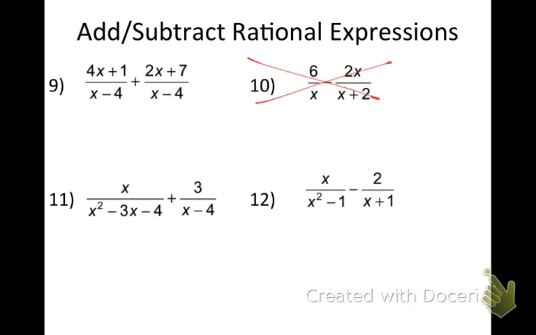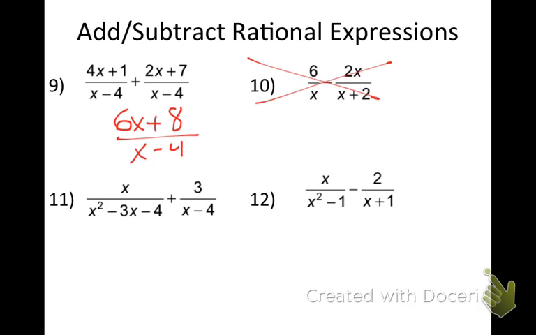So number 9. Again, common denominators, you just want to add. What would you get for number 9, Miss Eby? 6x plus 8 over x minus 4. Nice job. 6x plus 8 over x minus 4. That is great.